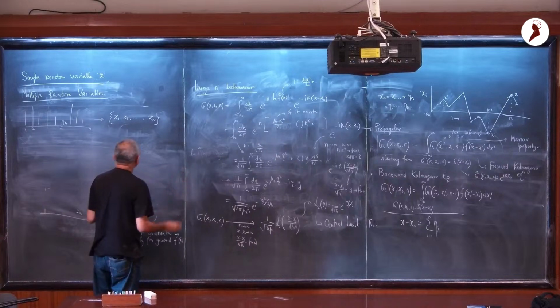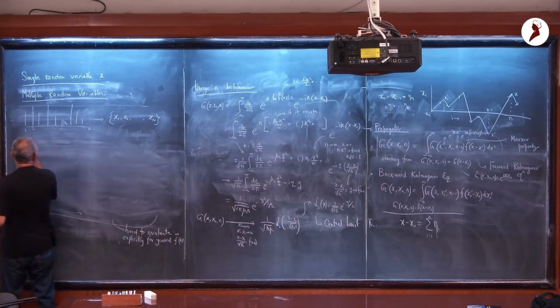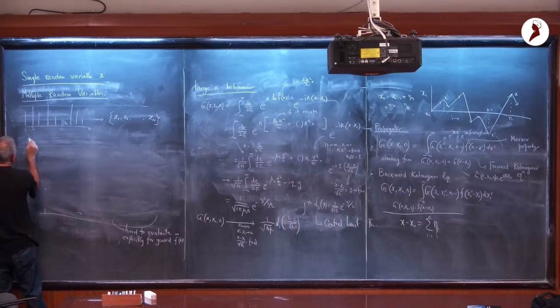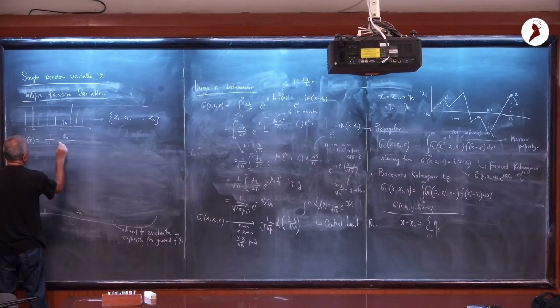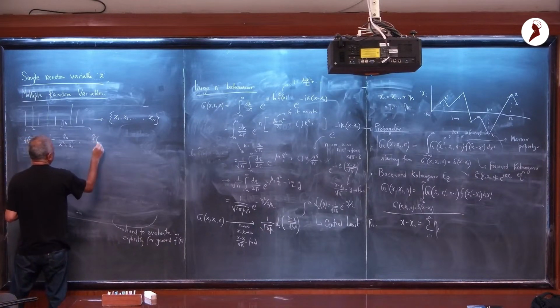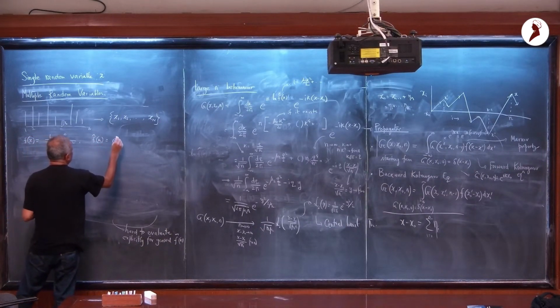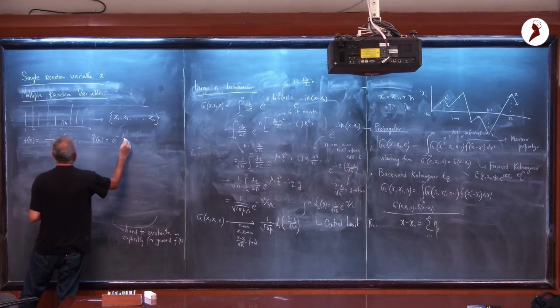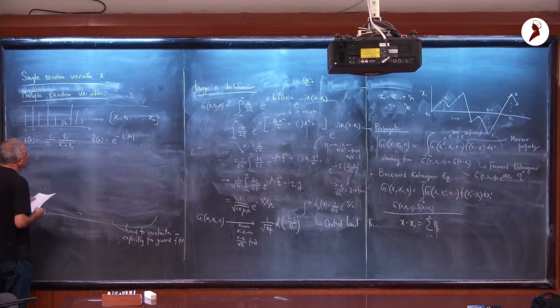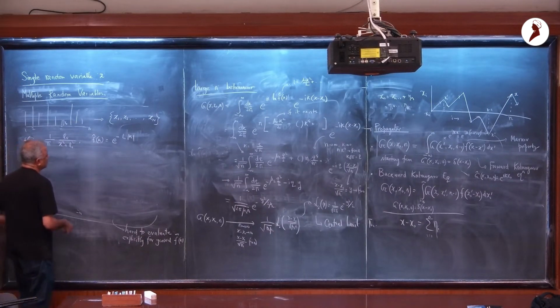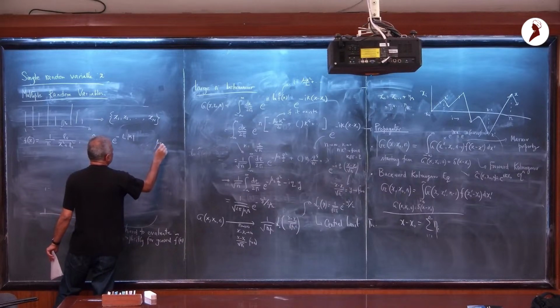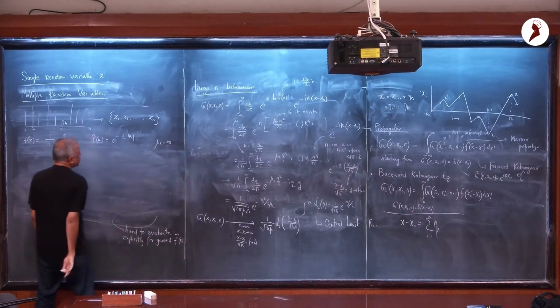Now, this is when mu2 is finite. What happens if mu2 is not finite? For example, if you have a Cauchy distribution where f of x, remember, was 1 over pi times L naught divided by x squared plus L naught squared, which means its Fourier transform was exponential minus L naught mod k. So mu2 is infinite in this case, so the central limit theorem doesn't hold.